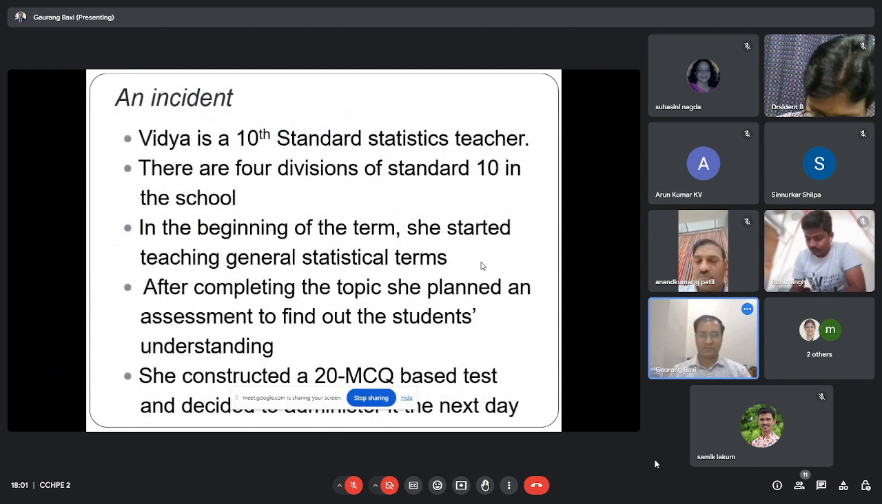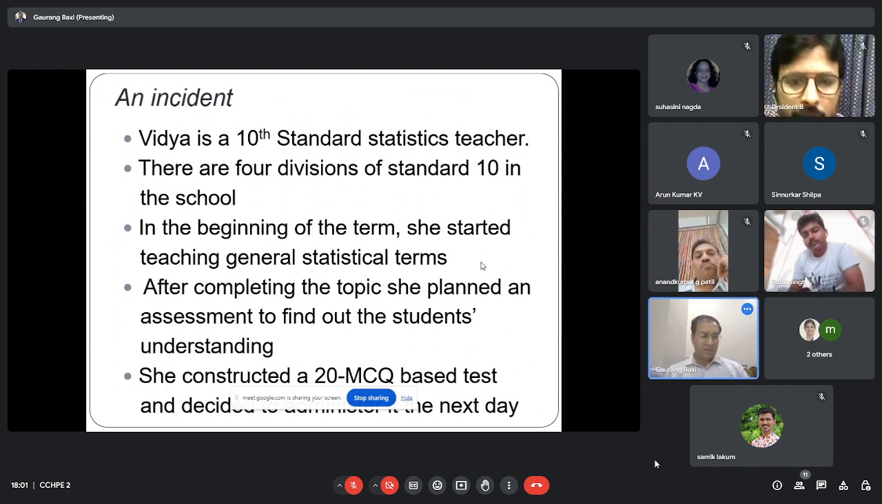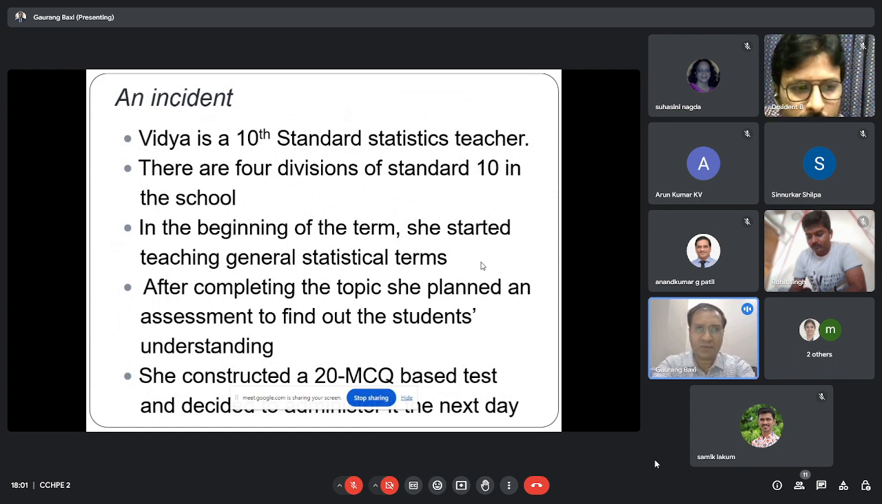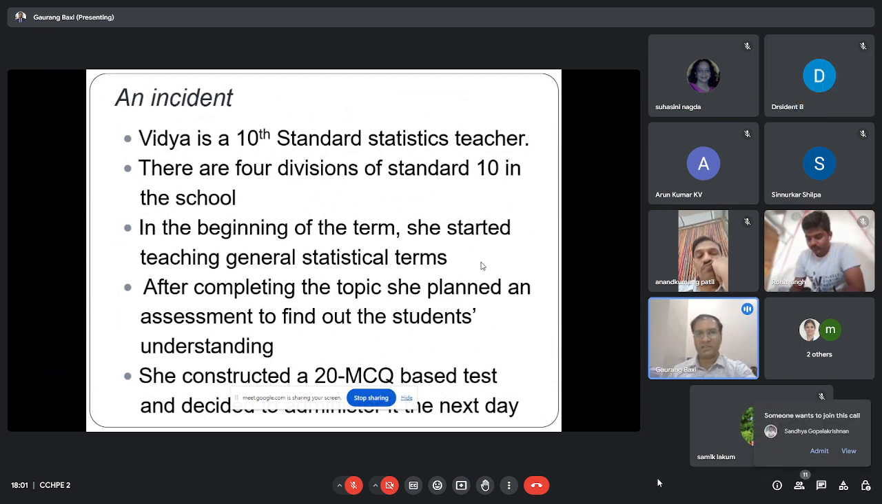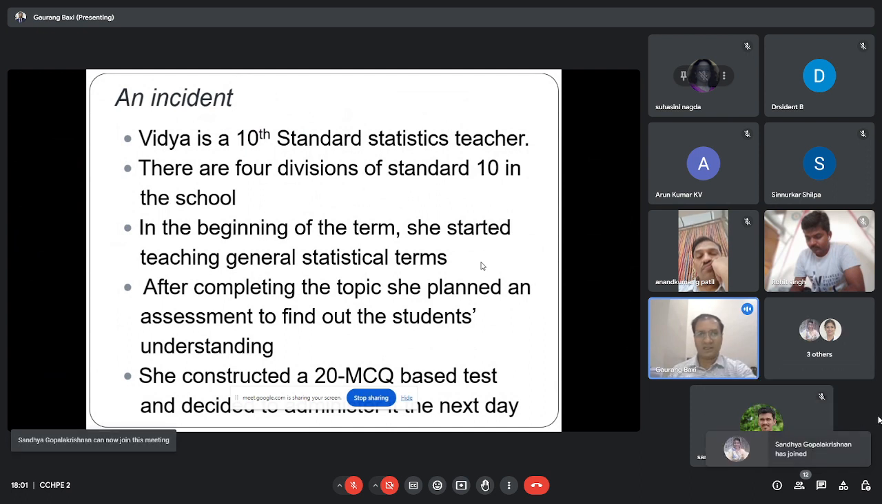To understand these concepts, let's first understand a short story, an incident which happened with a teacher. We'll see what has happened and then try to understand the concepts better. Vidya is a 10th standard statistics teacher. There are 4 divisions in the 10th class. At the beginning of the term, she started teaching the concept of general statistical terms to all the 4 classes.